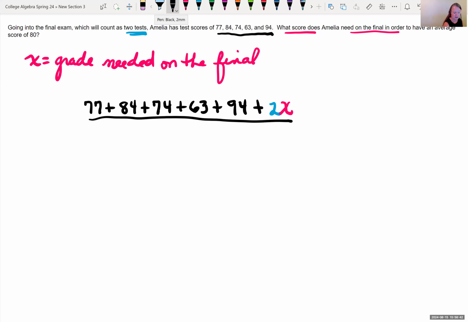So we have 5 plus the final, so that's divided by 7, is equal to, they want to get an 80 in the class. So they need to have this equal to 80. So we can clear our fraction. We can multiply both sides by our denominator here of 7. That's going to cancel out this denominator.